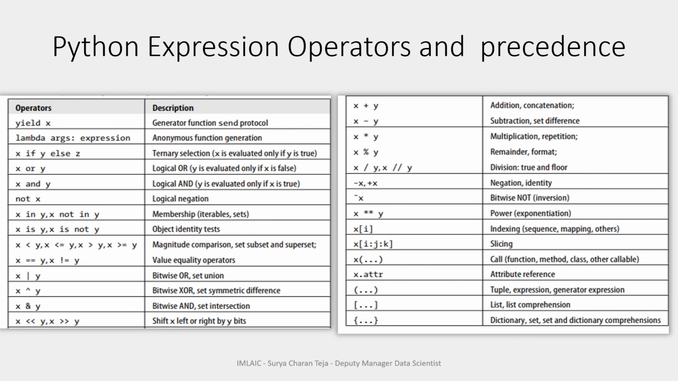And when I say x dot attribute, it's called attribute reference. We have done it in modules. In modules, we take a module, and from that you can call a function. That's what is called attribute reference. And if you use simple parentheses, what we get is a tuple. If you use square brackets, we get a list and list comprehension. If you use curly braces, we get a dictionary.